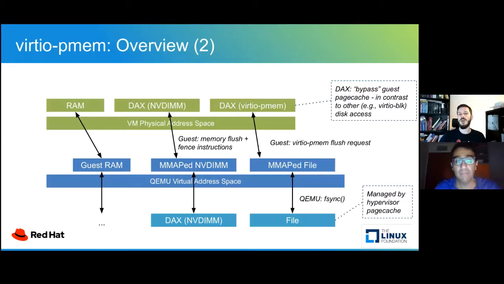So the big idea is to have a paravirtualized mechanism to perform flushes, and this is exactly what virtio-pmem does. And by doing that, we get the benefit of DAX devices, meaning we can bypass the page cache in our guest completely, and instead let the page cache for that file be completely managed in the hypervisor.